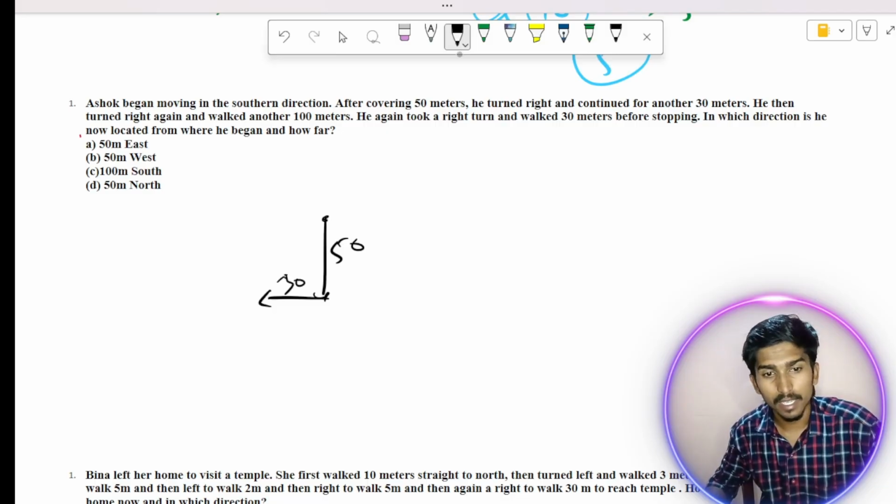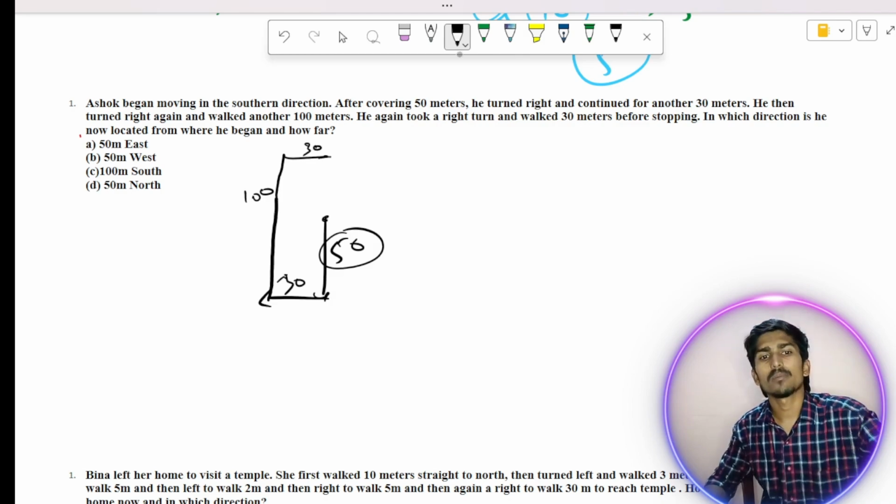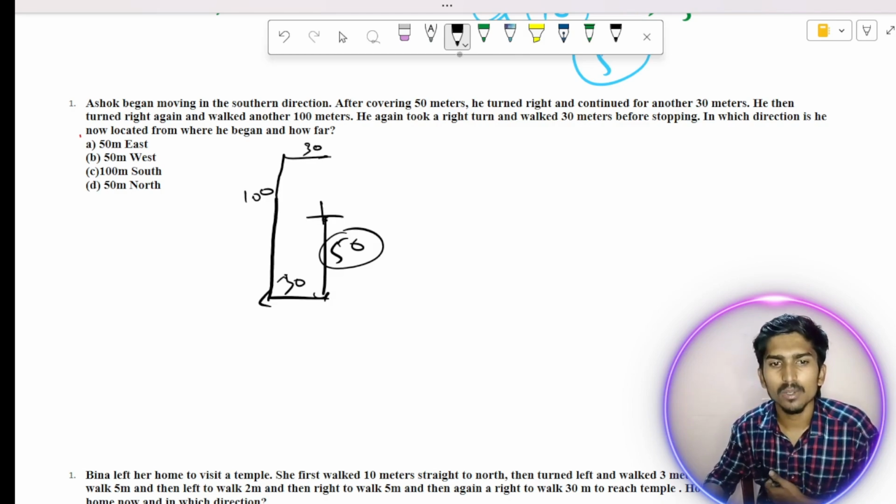He then turned right again, and walked another 100 meters. This is common sense: if it is 50, then 100 meters is somewhat bigger than that. Okay, he again took a right turn and walked 30 meters. Before stopping, in which direction is he now located from where he began? Means from the starting point, what is the location and how far?